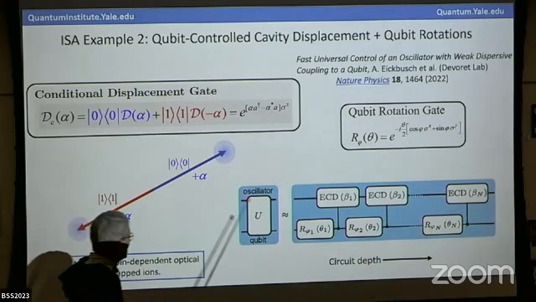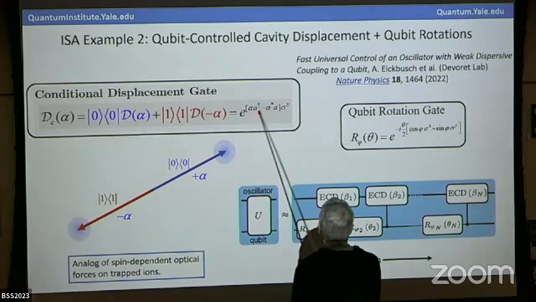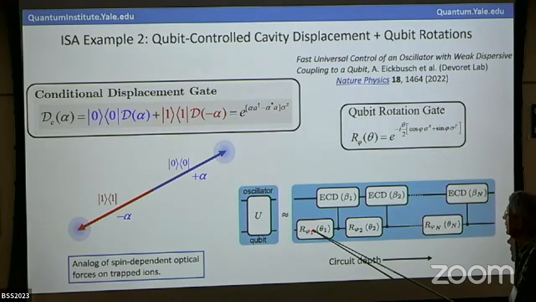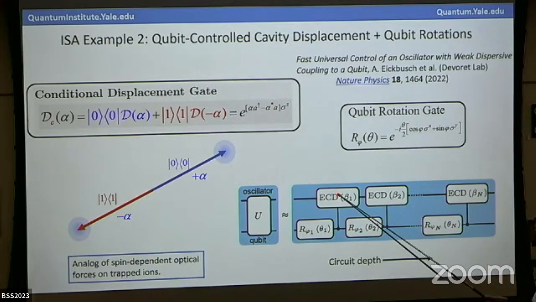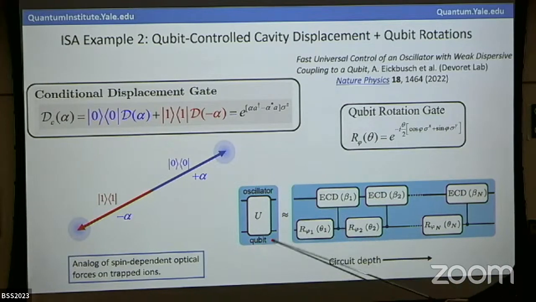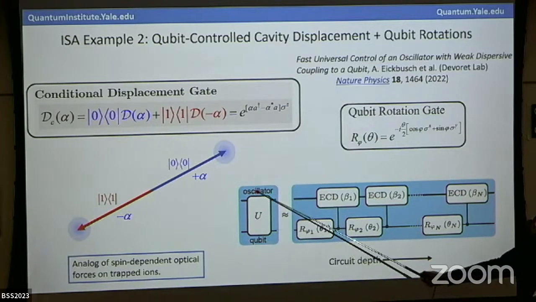So it turns out this instruction set is universal if you do qubit rotations, control displacements. Here called ECD for echo control displacement. That's a technical thing. Don't worry about it right now. And you alternate these. You can make, in principle, any unitary on the combined hybrid system of a qubit and an oscillator. Okay.